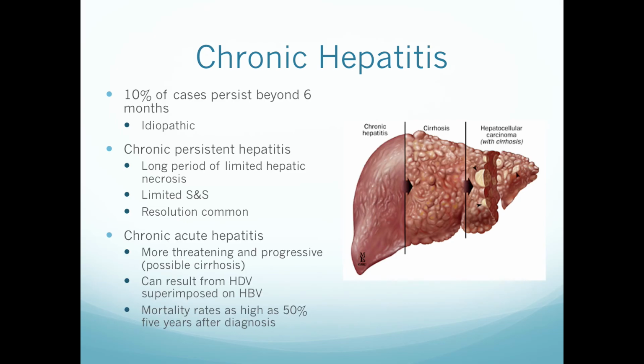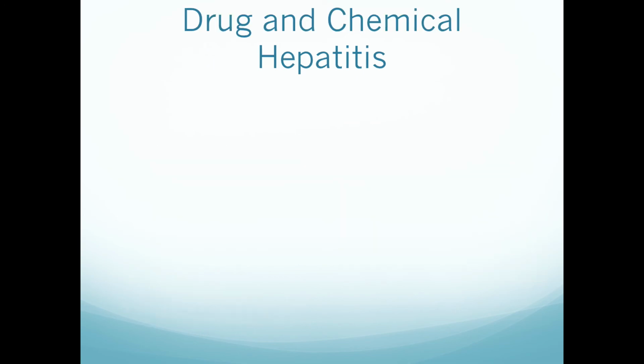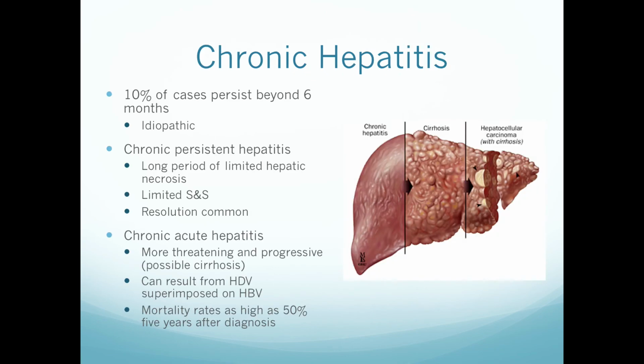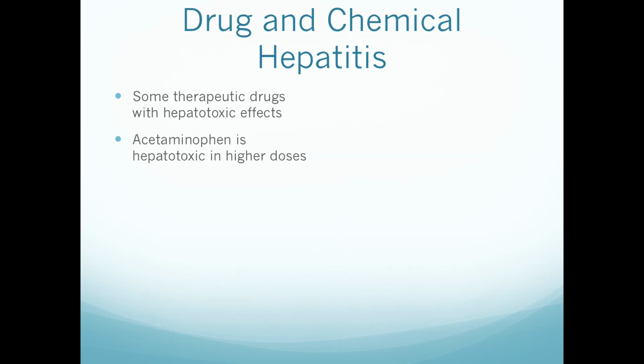However, chronic acute hepatitis is the type you see with like a Hep D infection superimposed on Hep B. That's really progressive. It can progress all the way to cirrhosis, which is scarring of the liver. And you see mortality rates as high as 50% 5 years after diagnosis. That means chronic acute hepatitis, 1 out of 2 people diagnosed with it will be dead within 5 years of their diagnosis. So it's a pretty severe thing that I want you to keep in mind. We want to limit this.